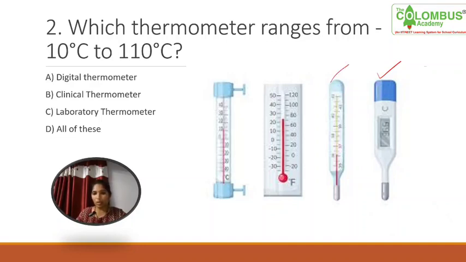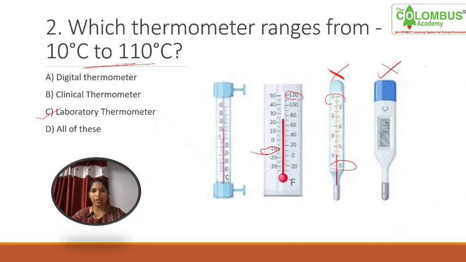In the clinical thermometer, the range is not from 0 to 110 degrees, so it is not the answer. Digital thermometer is also not the answer. So the remaining one is the laboratory thermometer. What is the answer? Laboratory thermometer, where the range may be minus 10 up to 120. So the range from 10 degrees centigrade to 110 degrees centigrade will be measured in the laboratory thermometer.